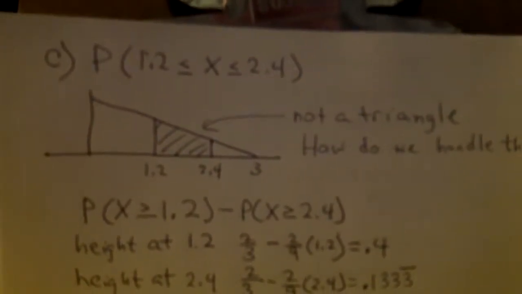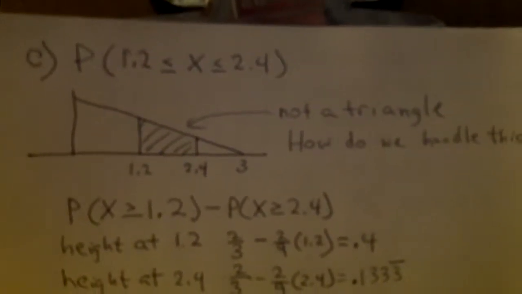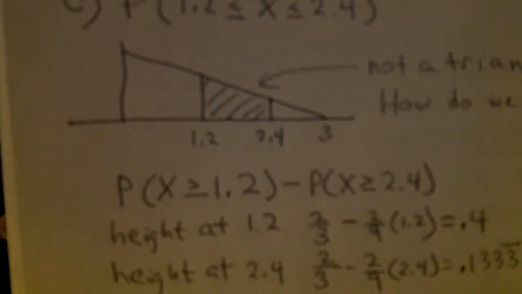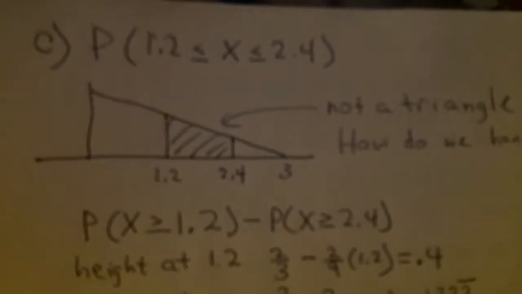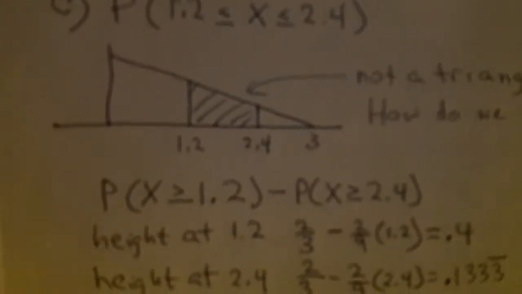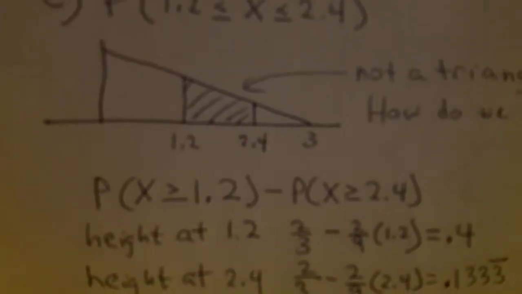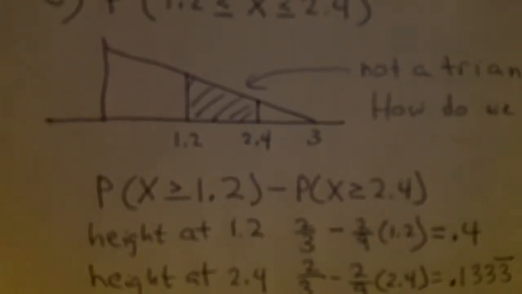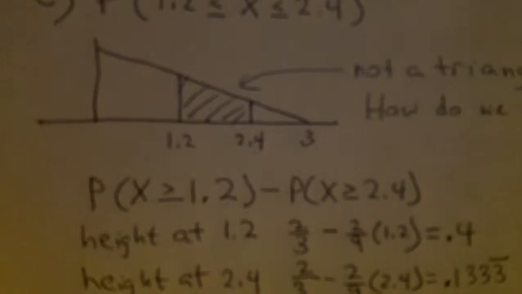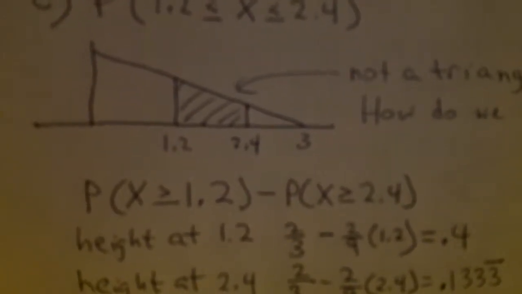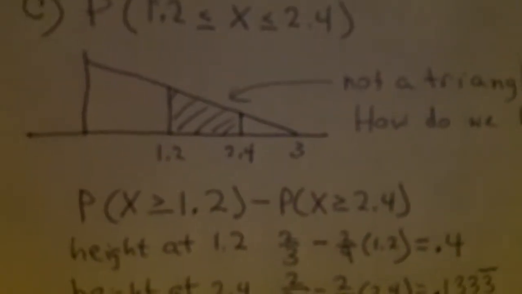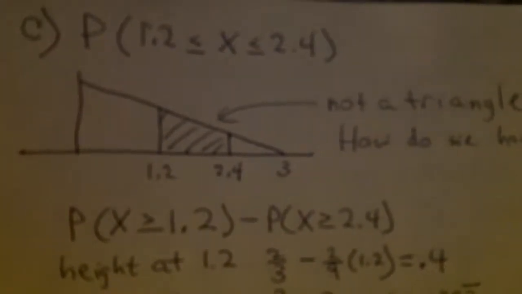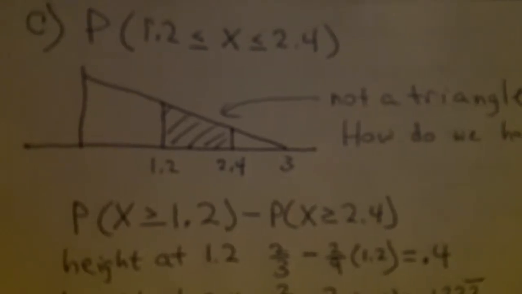We're looking for the probability that x is between 1.2 and 2.4. Again, if we shade this region, you'll see we don't have a triangle. We have a number of ways we can handle this, but again, the easiest way to look at this is if you take a look at everything from 1.2 out to 3. So the area we shaded and then the area to the right of 2.4. If you put all that together, that is a triangle.